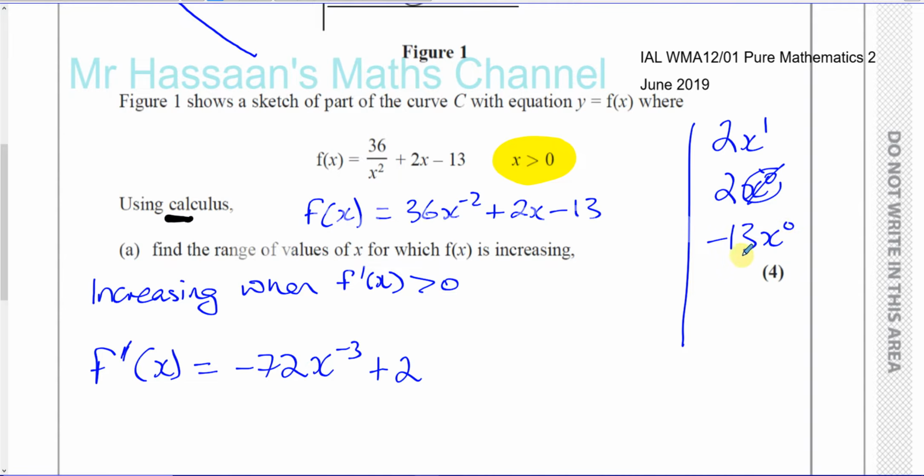Okay, x to the power of 0 is equal to 1. So it's equivalent to this in terms of x, because we're differentiating with respect to x. So you're going to multiply by the power, well, the whole thing becomes 0. So you don't have to write it down.